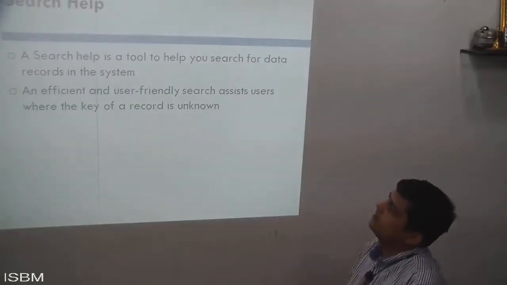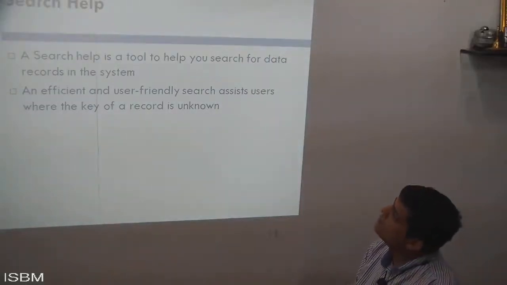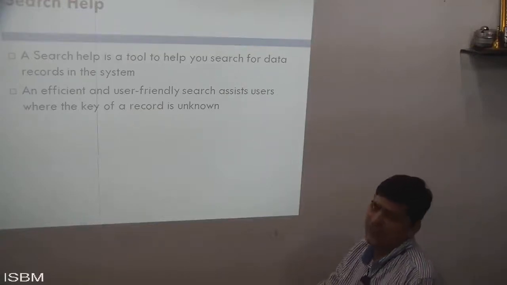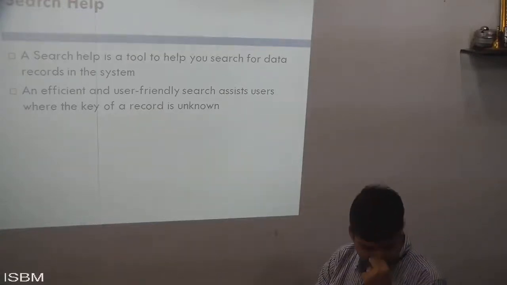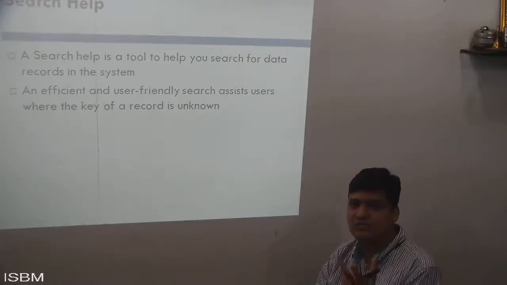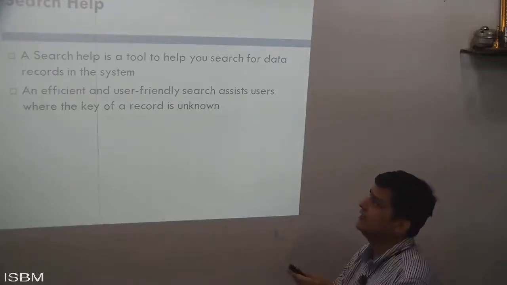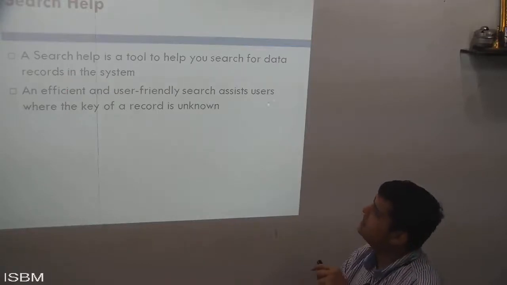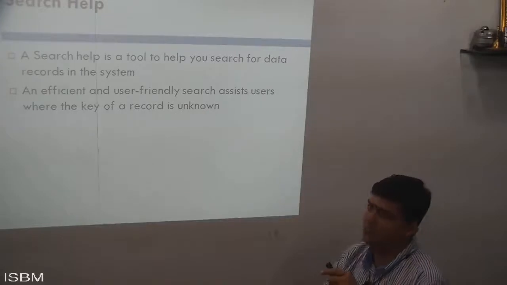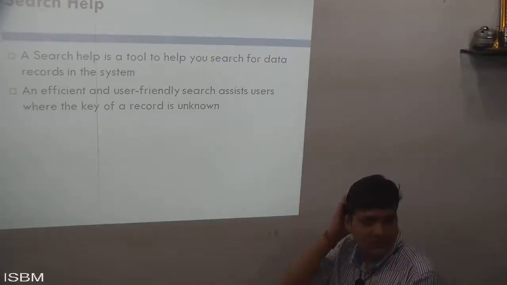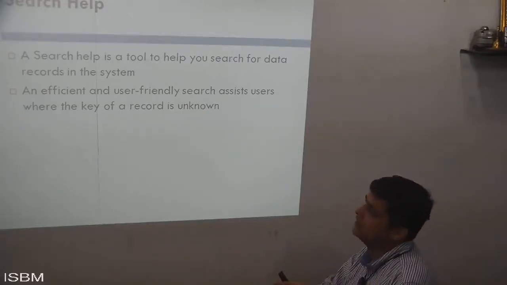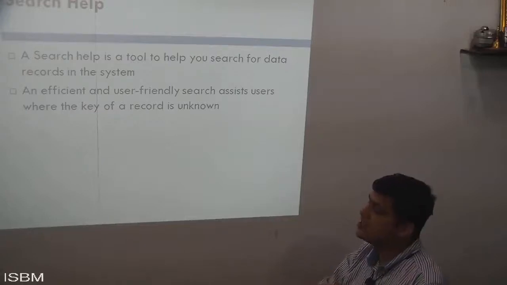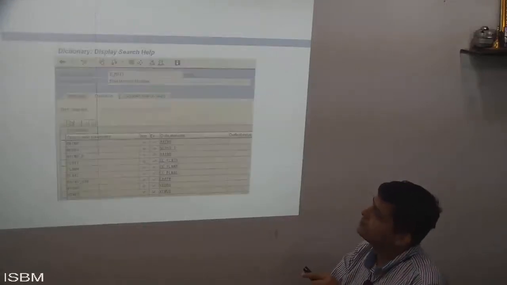Then search help. A search help is a tool to help you search the data records in the system. The name itself says search help. What is search help? It is basically used to search the record from the data itself. It is an efficient and user-friendly way to assist the user where the key of a record is unknown. If you don't know the record, then you can use the search help. This is the efficient way to search anything.